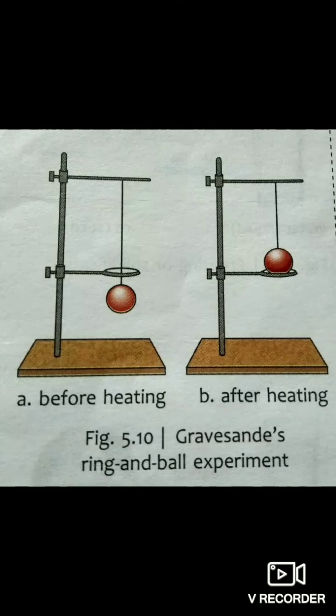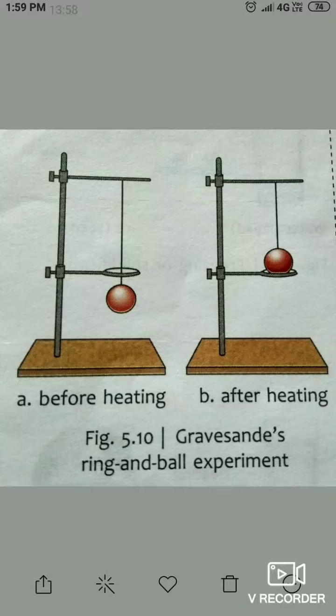In the book, you can find the activity of a small experiment to demonstrate the property of thermal expansion in solids. In page 63, you can see the activity to demonstrate thermal expansion in solids by Gravesand's ring and ball experiment, where you can see the thermal expansion of the iron ball.